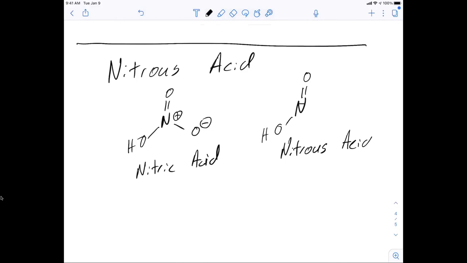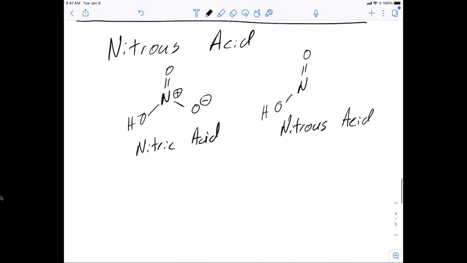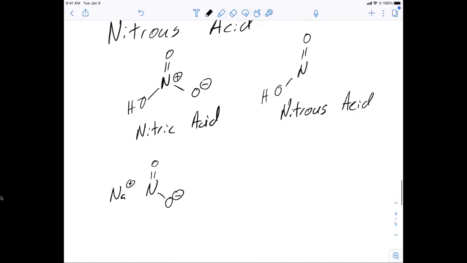Nitrous acid is this compound, right? So we've got one less OH on there. And the thing that we want to look at for this one is that this nitrous radical is usually given in this form, right? So like sodium nitrite.